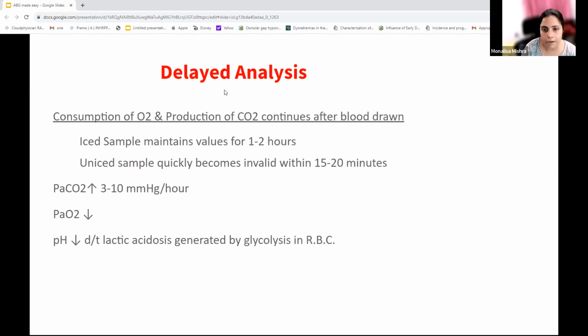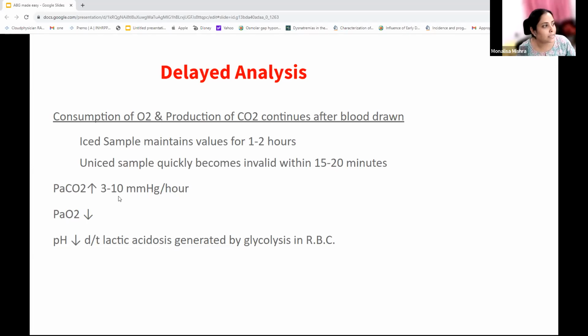There are some points you have to remember once you have taken an ABG sample: you have to process the sample immediately. Why should you process the sample immediately? What happens if there is delayed analysis? The oxygen in the ABG sample will get consumed, and CO2 production will continue after the blood is drawn. If it is an iced sample, it will maintain its values for only 1 or 2 hours. And if it is an uniced sample, it becomes invalid in 15 to 20 minutes.